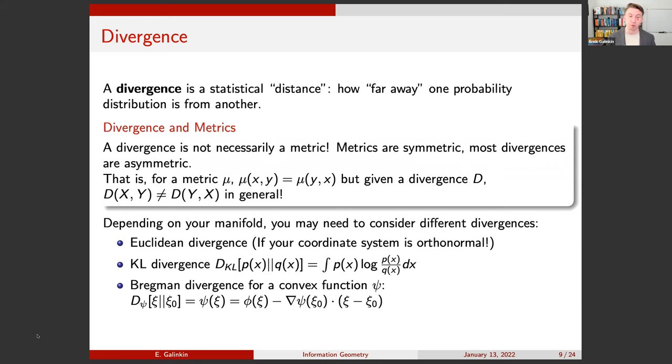And then the Bregman divergence is a generalization of KL divergence. The Bregman divergence takes a convex function psi, and you get this really, really ugly representation, which is generally useful on information manifolds where KL divergence doesn't give us something super useful, or where we're just kind of stuck with this convex function.